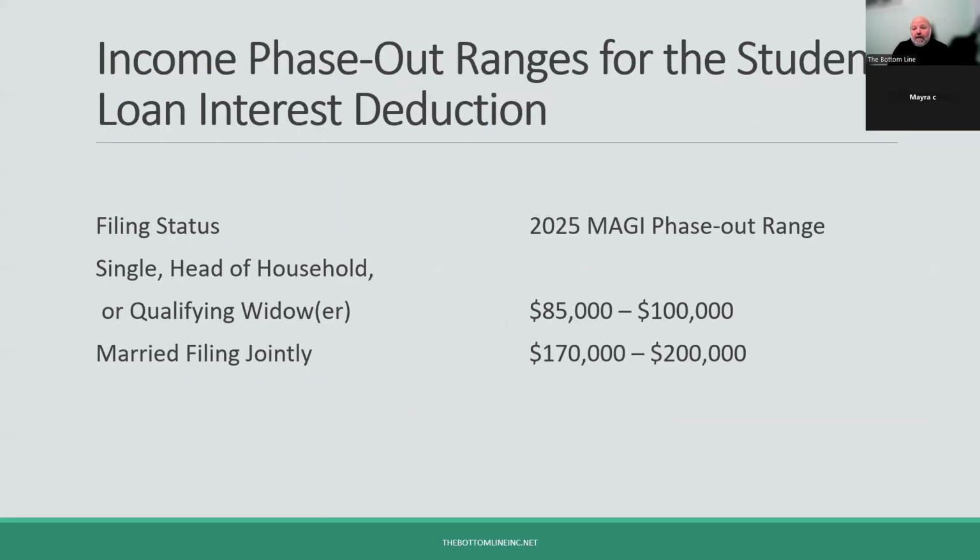If their income is over 85 to 100,000 for a single, head of household, qualifying widow, there's a phase out. Over $100,000, you cannot take a student loan interest deduction. Married filing jointly, it goes up to 170 to 200,000, and this is for 2025. So your interest payments on your student loans are deductible, unless your income is over these amounts.